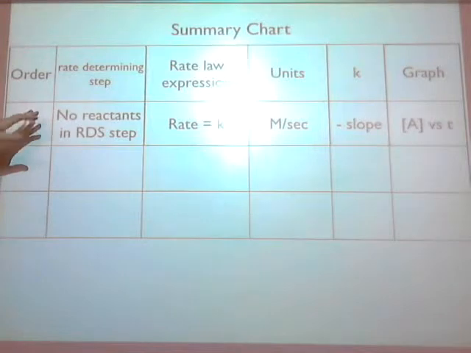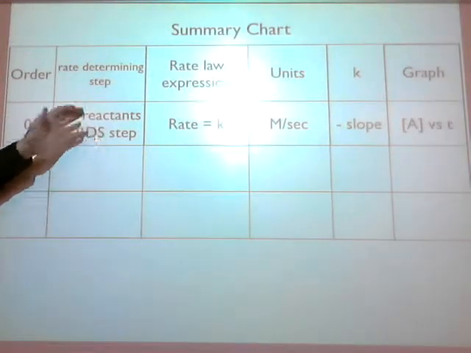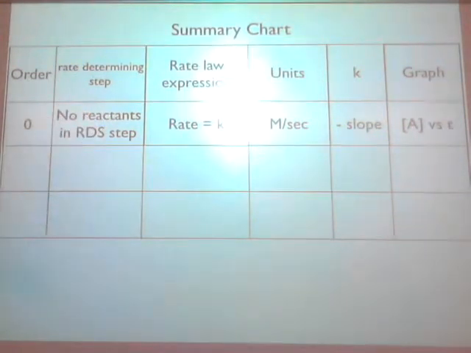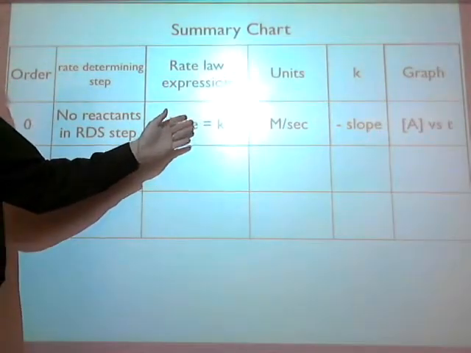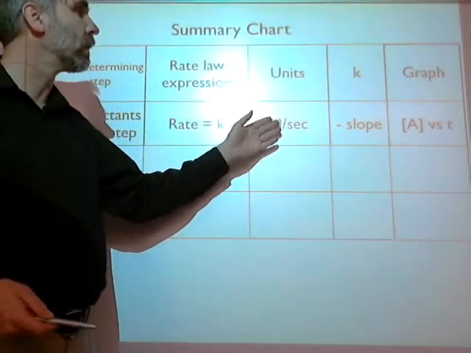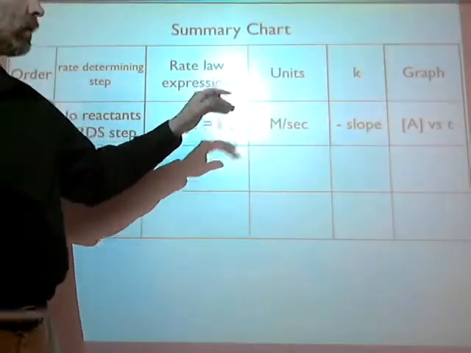If I have a zero-order reaction, we already know no reactants are involved in the RDS, the rate determining step, the slow step. You've been playing with that for the last couple of days. You wouldn't have known yet, but now you know the rate is going to equal k. And when we start to calculate the rate law expression, you're going to see that the units come out the way they come out in a little bit.